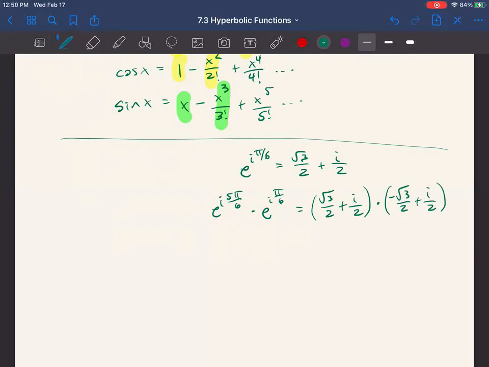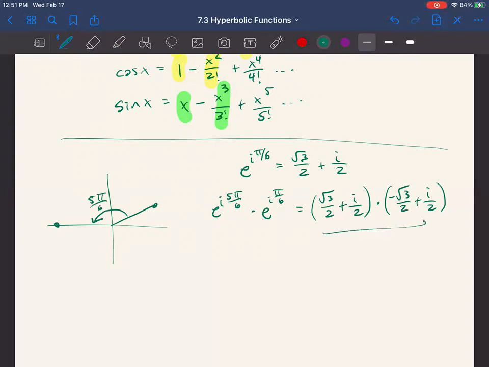I want you to try multiplying those out. The e to the 5 pi over 6 times e to the pi over 6 is obviously just going to be e to the i pi. And then I want you to multiply those other two together and see where it puts you. Take a look at what happened when we started with e to the pi over 6 and multiplied it by e to the 5 pi over 6, and see where it rotates you to. Because we're rotating e to the pi over 6 by 5 pi over 6. Where do you think that's going to put us? Right there. It's going to rotate us 5 pi over 6. So try it and see.